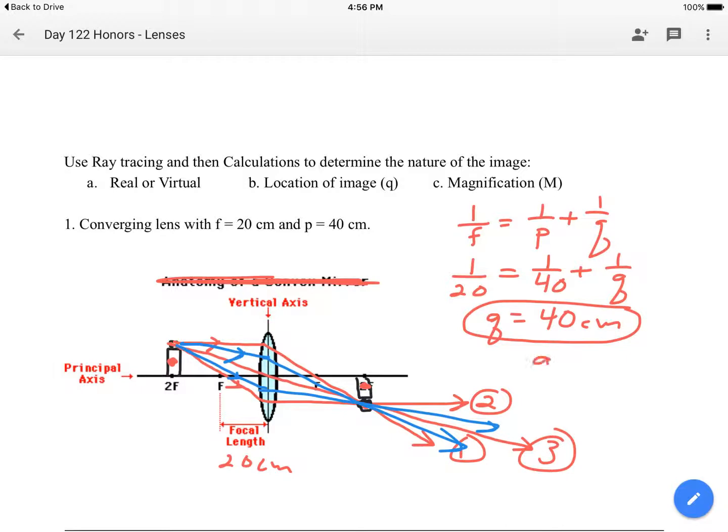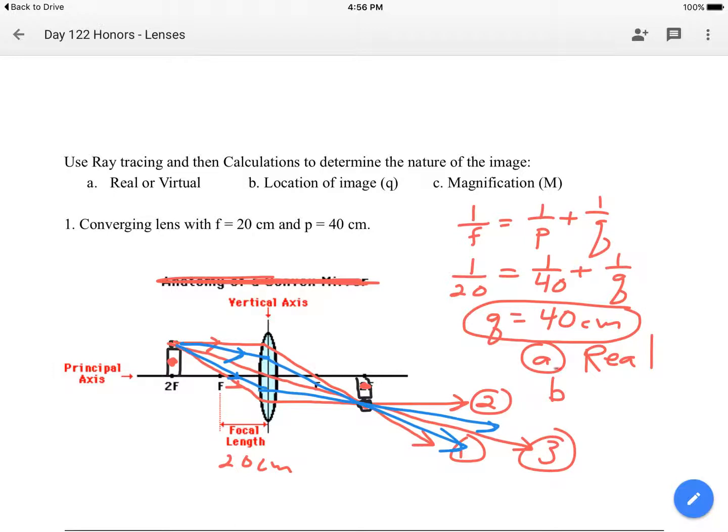Part A, okay, is it real or virtual? Well, from the diagram we can see it's real. It's flipped. It's formed by actual rays of light coming together. But if you didn't have the diagram, since 40 is positive, just like for mirrors, that means it's a real image. If the 40 was negative, it would be virtual. And once again, real images appear on the right-hand side of lenses. They appear on the left-hand side of mirrors. So with lenses, this is the one difference. The real territory, quote-unquote, is to the right of the lens. So q is positive to the right of the lens. It's the one thing that's different for lenses than mirrors.